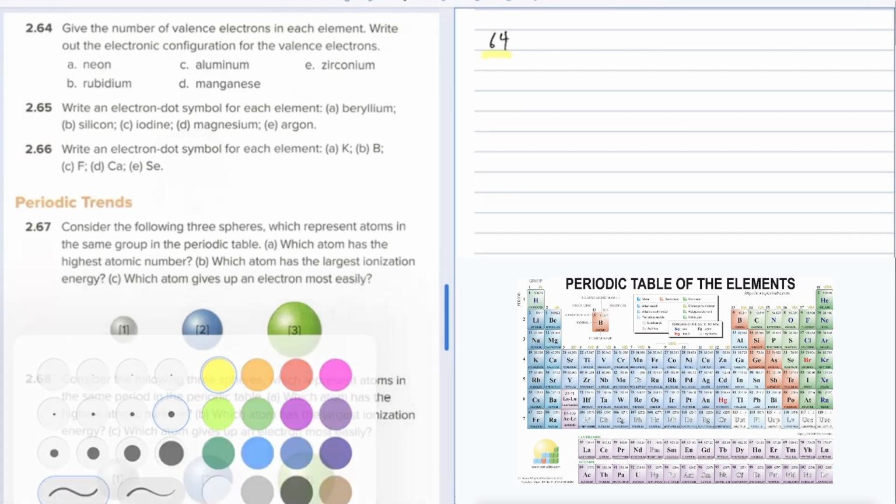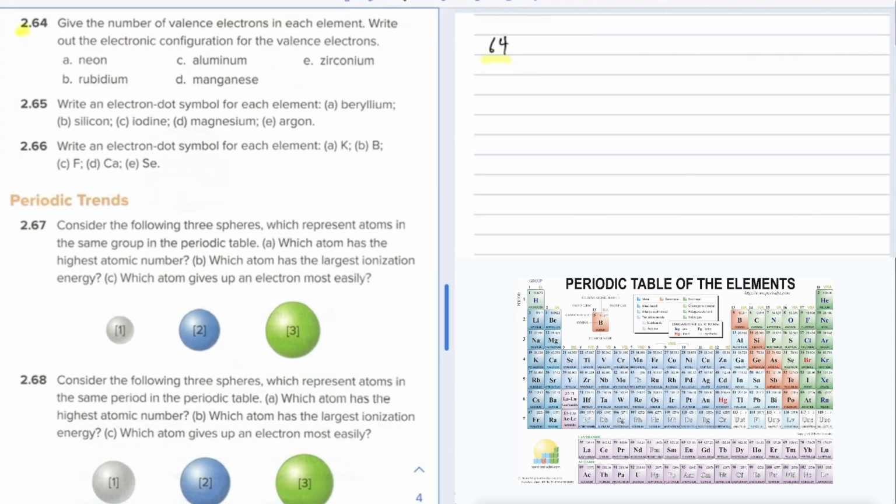Number 64 says, give the number of valence electrons in each element and write out the electron configuration for the valence electrons. So maybe the easiest thing is to just write the electron configuration, and then you can spot the valence electrons. So we'll start with neon.